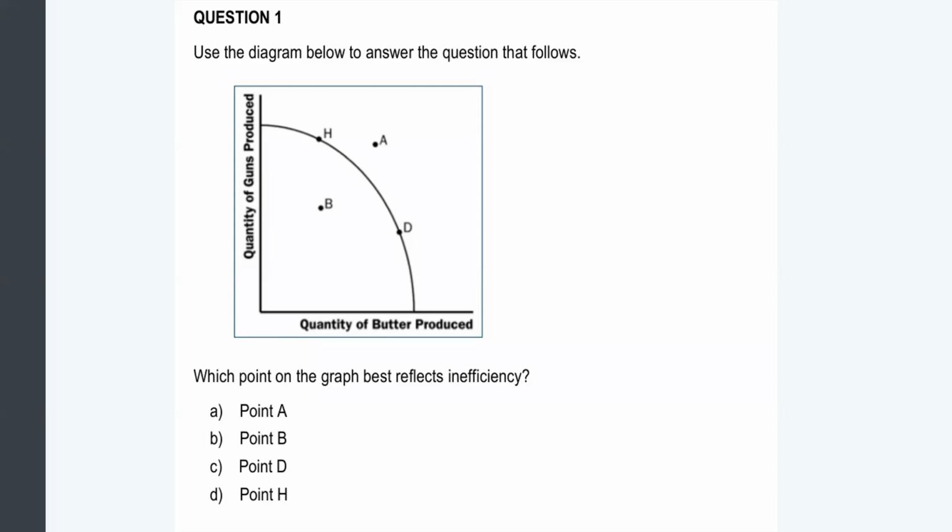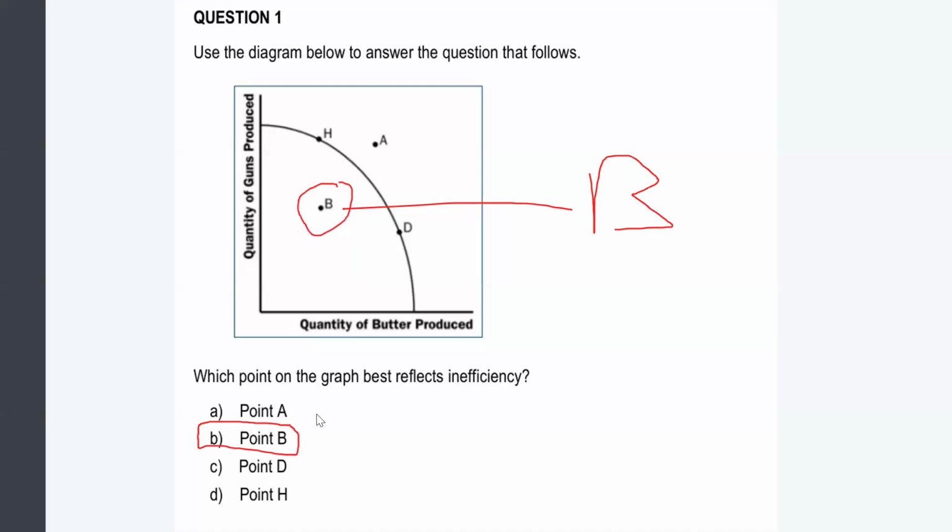And then the question is, which point on the graph best represents inefficiency? Right. This is something that we did today. Is there anyone who wants to attempt? Point B. It's B. Point B. Yes, that's correct. B represents inefficiency. So, as we do questions, I'll re-explain for those that did not catch it the first time.